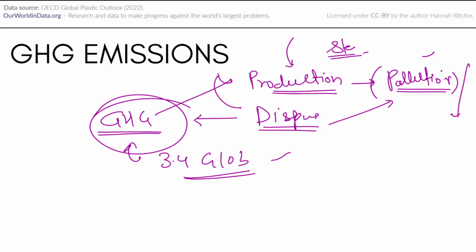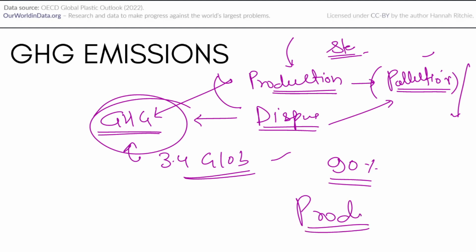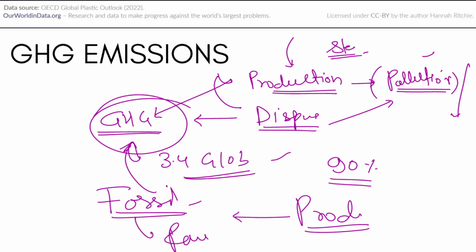And why is this the issue? Where do these GHG come from? 90% of these come from the plastic production. So how is the GHG produced during plastic production? Because of the use of fossil fuel, because most of the plastic comes from fossil fuel as a raw material through various different chemical reactions. So if current trends continue, emissions from the production could grow by 20% by 2050.